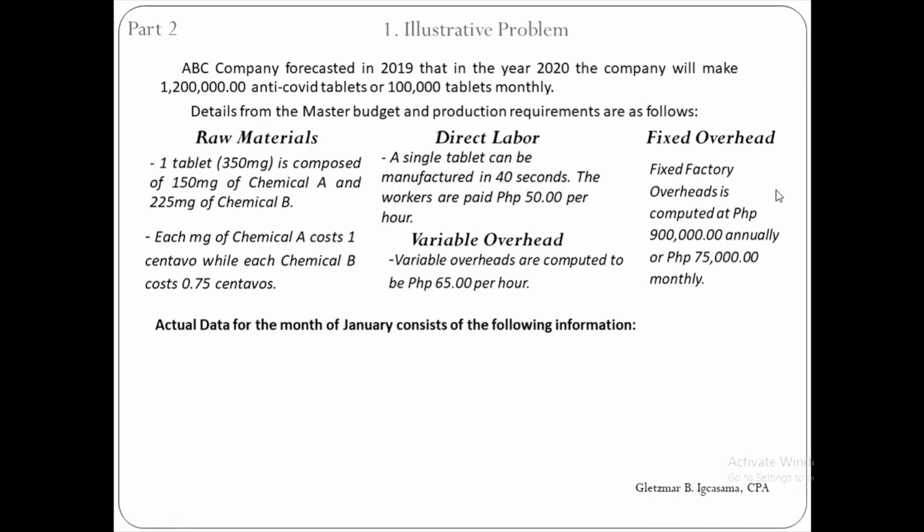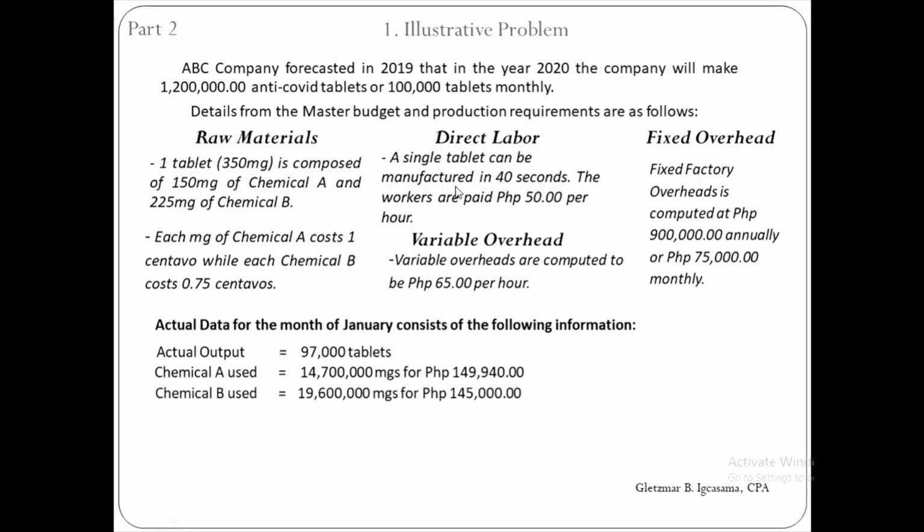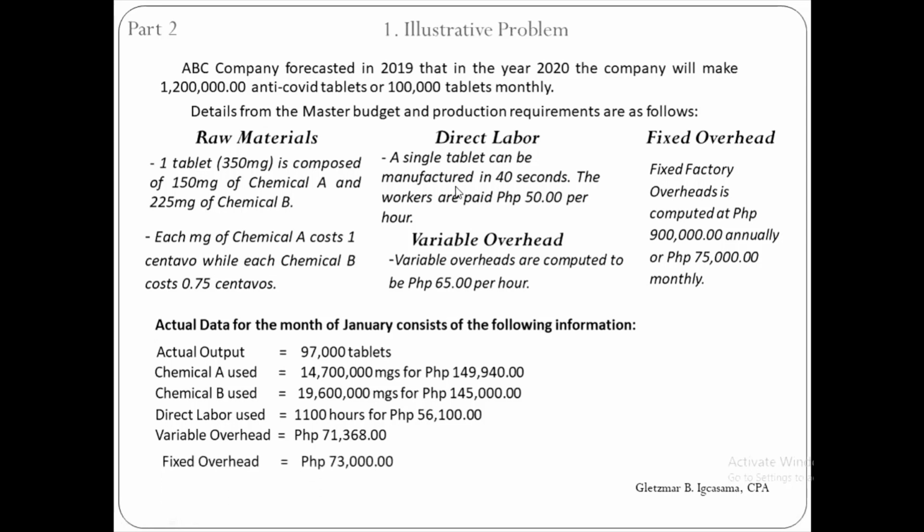The actual data for the month of January consists of the following information. The actual output is 97,000 tablets as compared with the plan, which is 100,000 tablets. Chemical A used is 14,700,000 milligrams for 149,940, and chemical B is 19,600,000 milligrams for a total cost of 145,000. The direct labor used is 1,100 hours for a total cost incurred of 56,100. The variable overhead is 71,368 and the fixed overhead is 73,000.